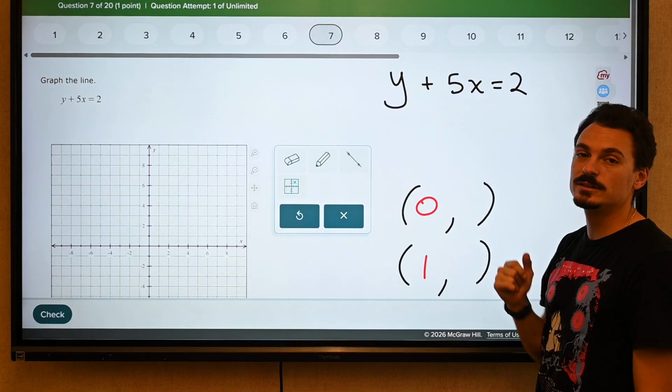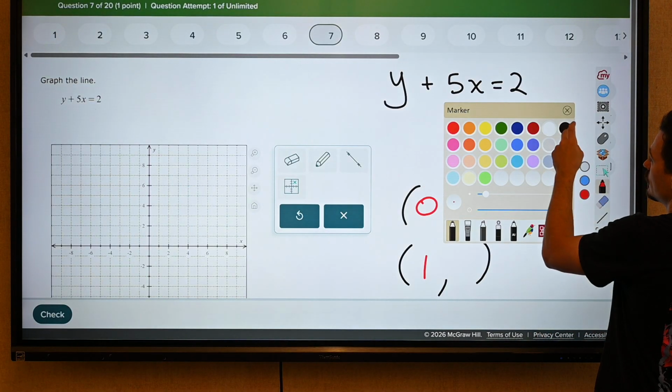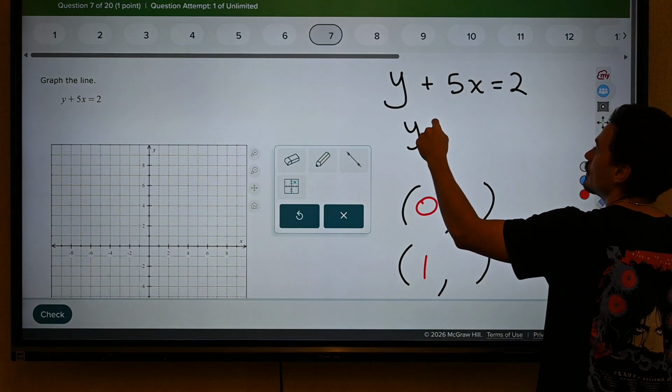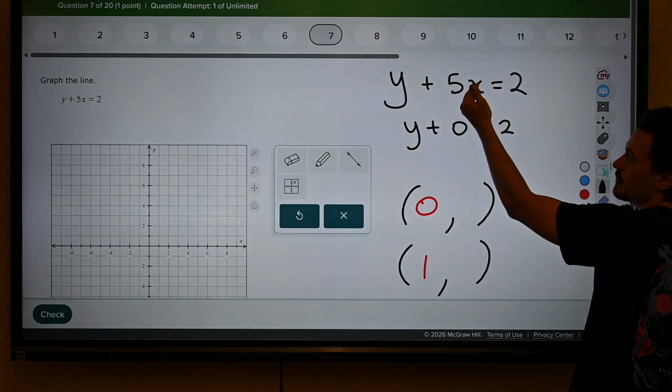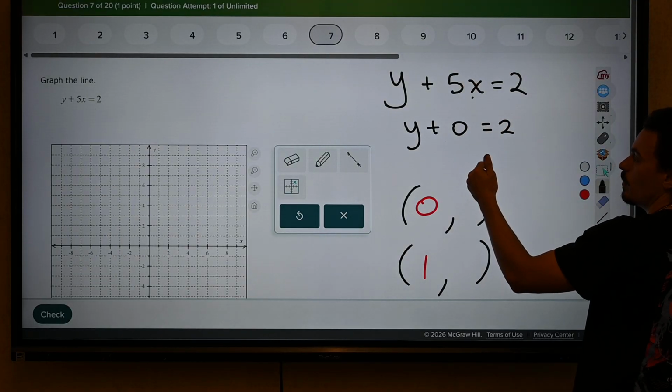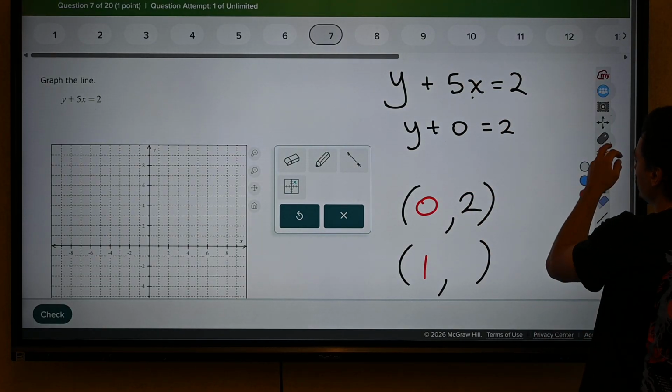Okay, so I get y plus 0 equals 2, because when x becomes 0, anything times 0 is 0, and I get y equals 2. So when x is 0, y is 2.